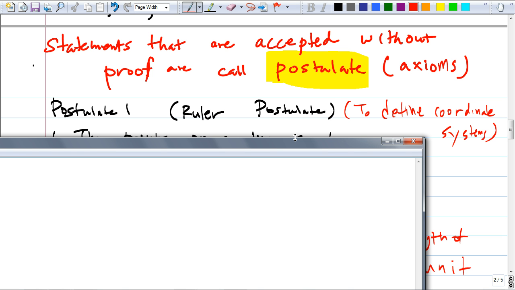In other words, how do we put 1, 2, 3, 4, 5, 0, and all that stuff on a number line? When you do your homework, let's say somebody said draw a number line. How do you do that? How do you draw a number line? Yeah, with the ruler. Okay, so maybe that's why it's called the ruler postulate.